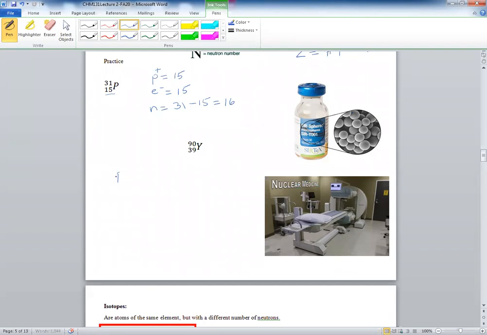So number one is that the protons is right there. That's Z. So that's the number of protons and electrons. So that's 39. The number of electrons is also 39 since the atom is neutral. And then, of course, for the number of neutrons, we take 90. This is A.